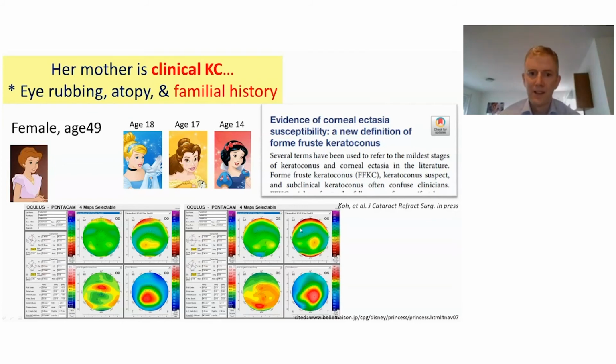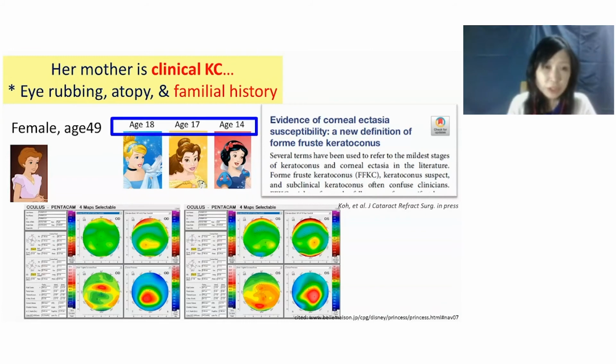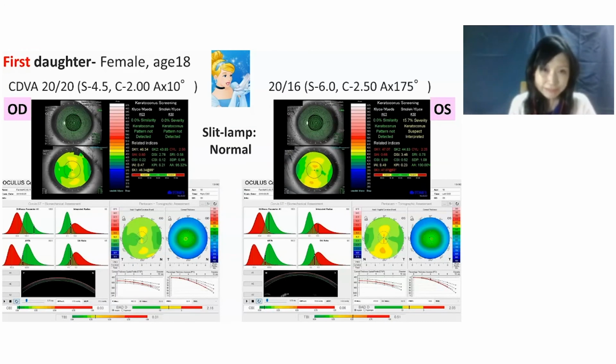Okay. So actually, we have one patient, a 49-year-old female. One day she brought her three daughters to ask me to screen all three daughters. As you see here, her mother has clinical keratoconus. Okay, could you go next?